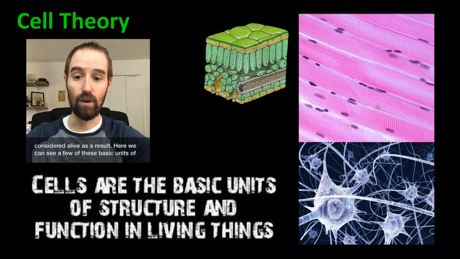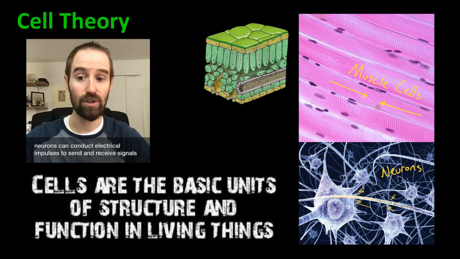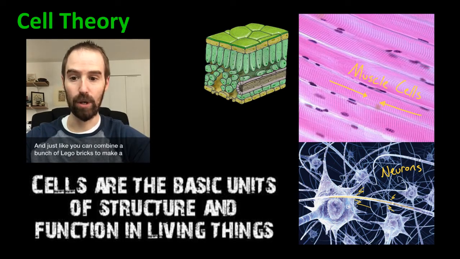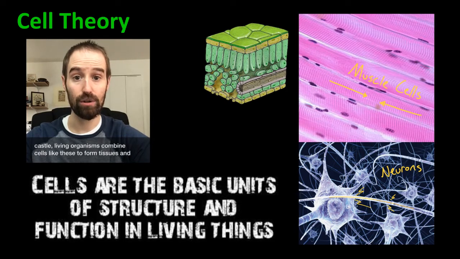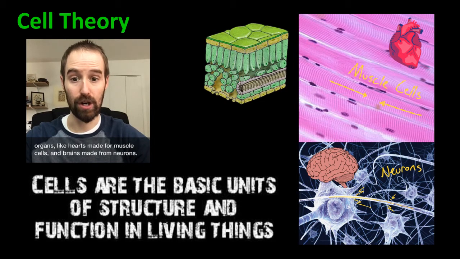Here we can see a few of these basic units of life: muscle cells and nerve cells, or neurons. Each of these cells performs all the functions of life, but they also have their own unique, specialized functions as well. Muscle cells can contract to generate movement, and neurons can conduct electrical impulses to send and receive signals from other cells. And just like you can combine a bunch of Lego bricks to make a castle, living organisms combine cells like these to form tissues and organs, like hearts made from muscle cells and brains made from neurons.